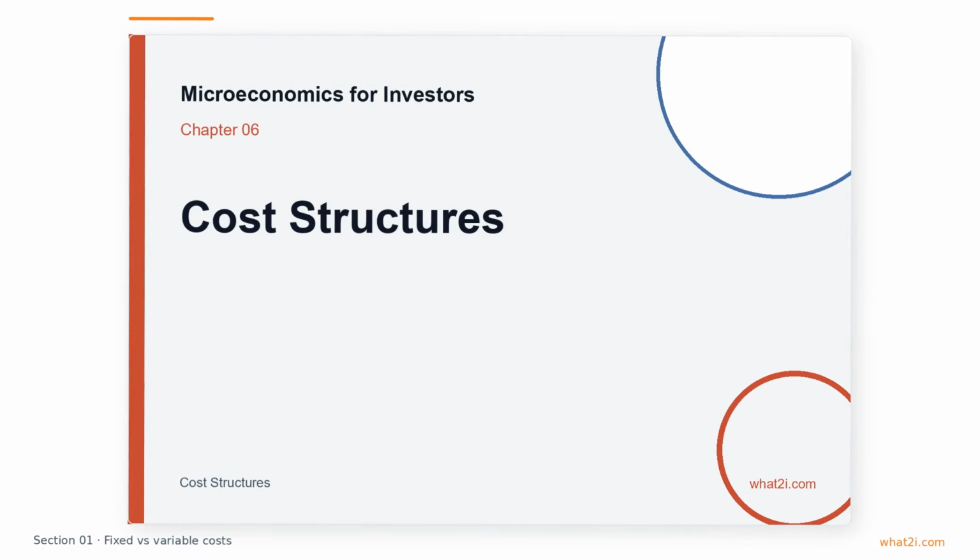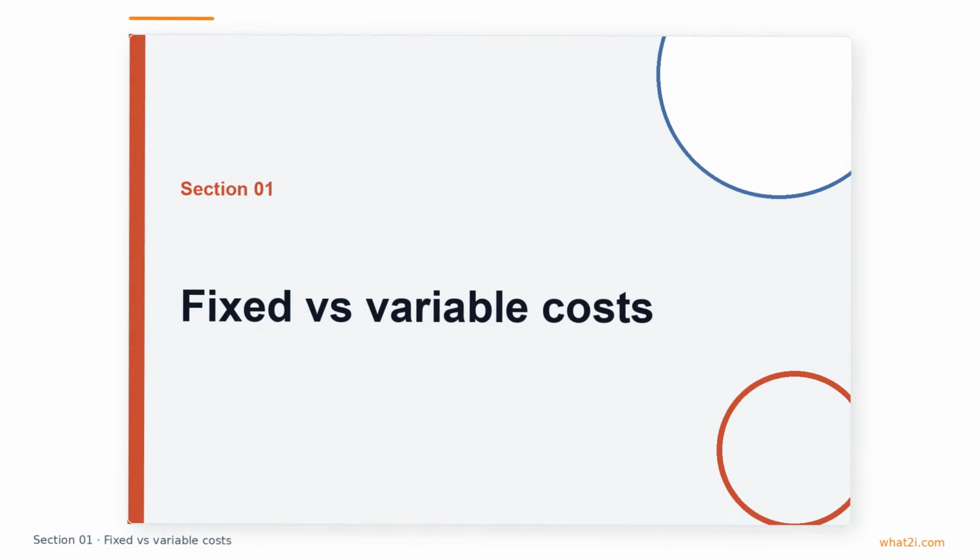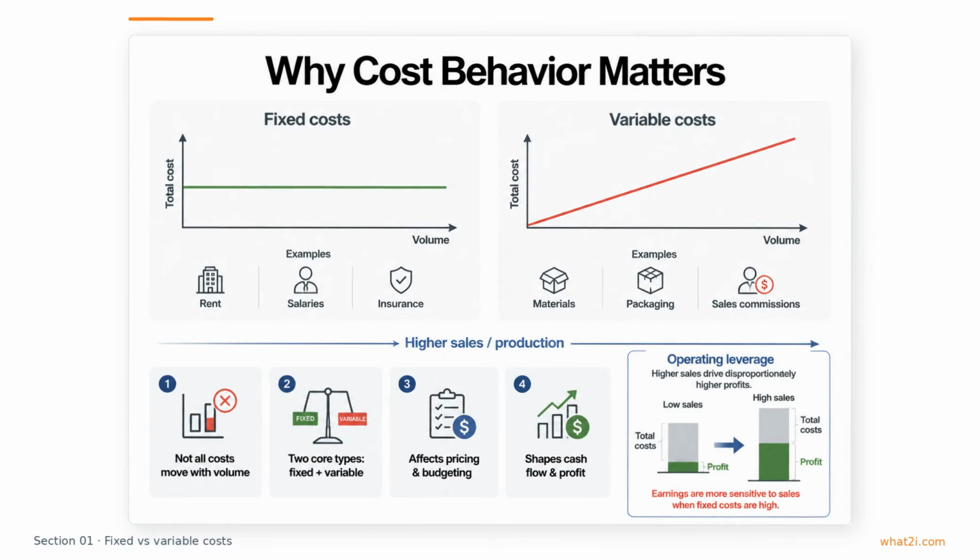Microeconomics for Investors. Chapter 6, Cost Structures. Section 1, Fixed versus Variable Costs. To understand a business, you have to understand how its costs behave when sales change.